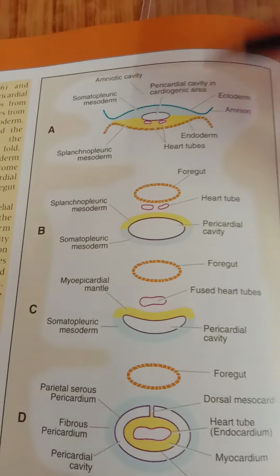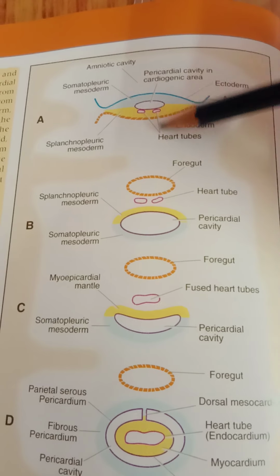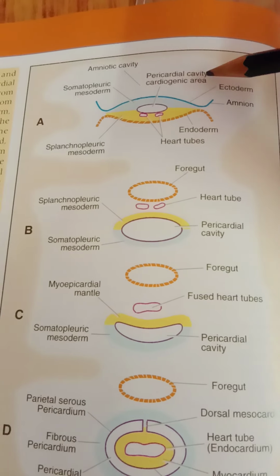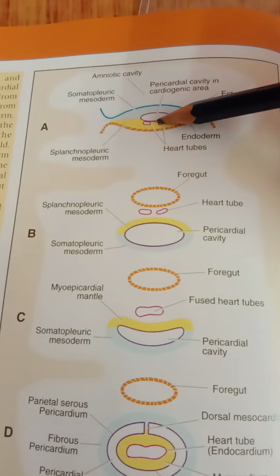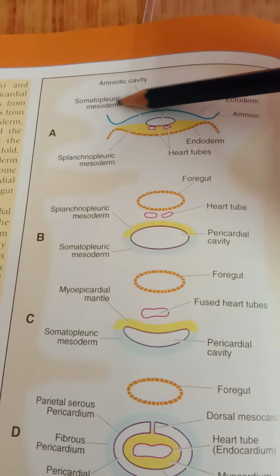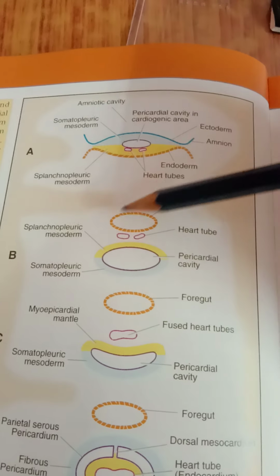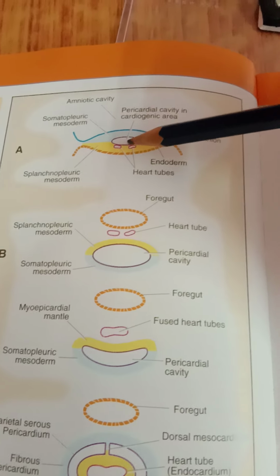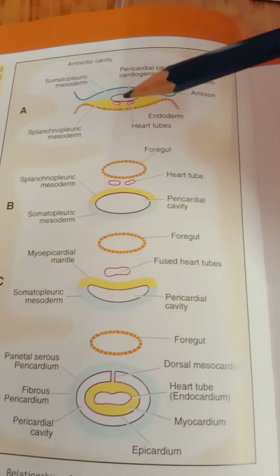We know our trilaminar disc: ectoderm, middle mesoderm and lower endoderm. So the heart tubes are here, which are endodermal structures. So this is the pericardial cavity in the cardiogenic area. This is mesodermal in origin. Here we know upper we have the amniotic cavity, and this is the somatopleuric mesoderm. We know lateral plate mesoderm is divided into somatopleuric mesoderm and also splanchnopleuric mesoderm. So this is splanchnopleuric. And now what happens?